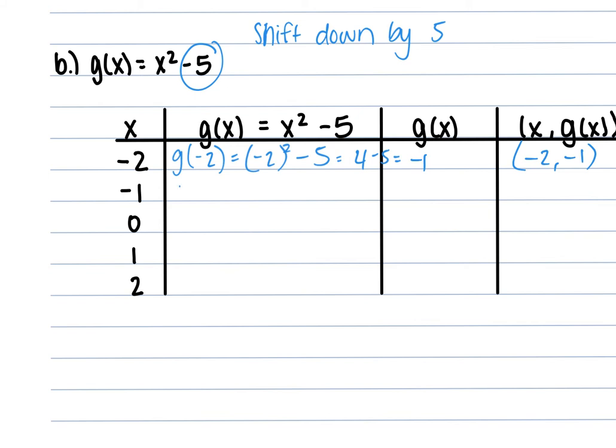What's my next point going to be? G of negative 1. Veronica.